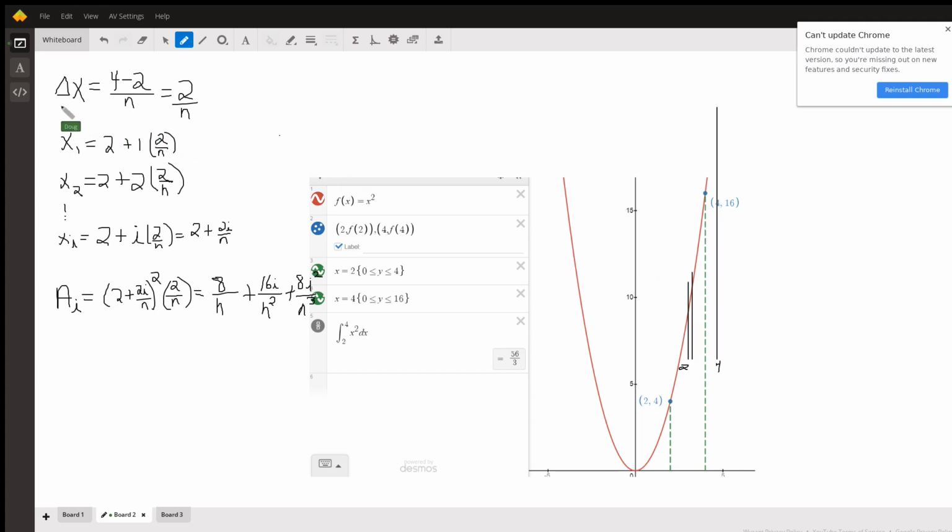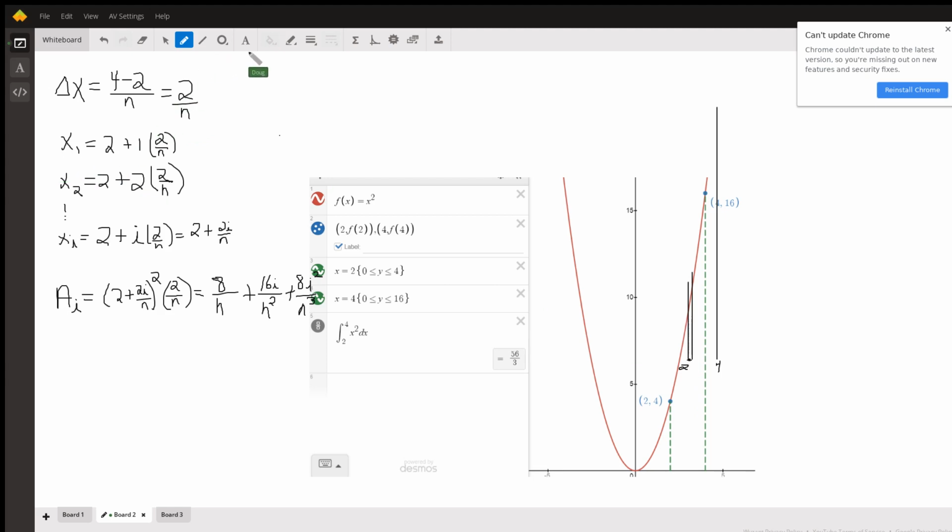Okay, so delta x will be the width of one of these little rectangles. So we'll divide the interval from 2 to 4 into n rectangles of equal width. That means the total length is 4 minus 2, divided by n, and that'll give us the width of each little rectangle.